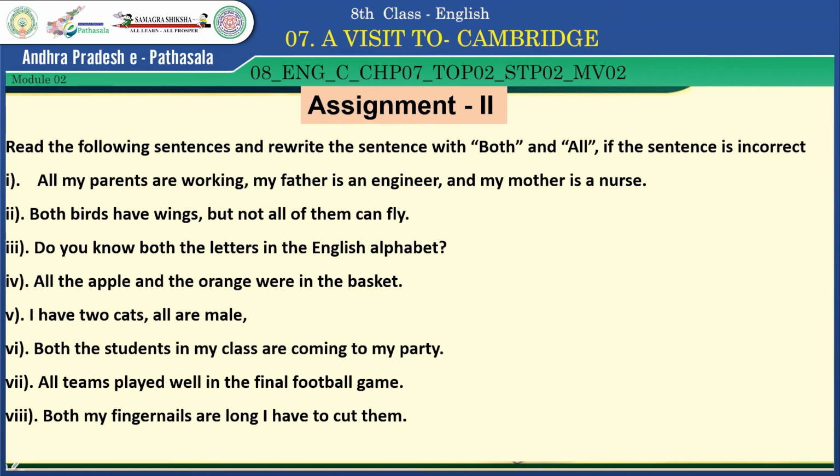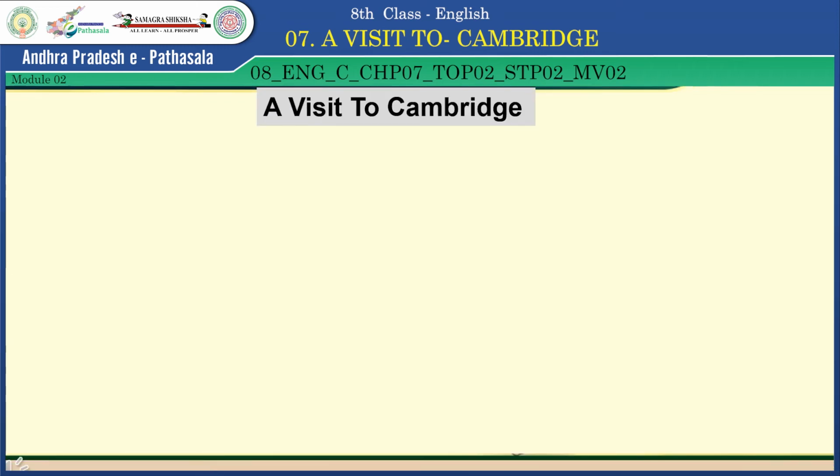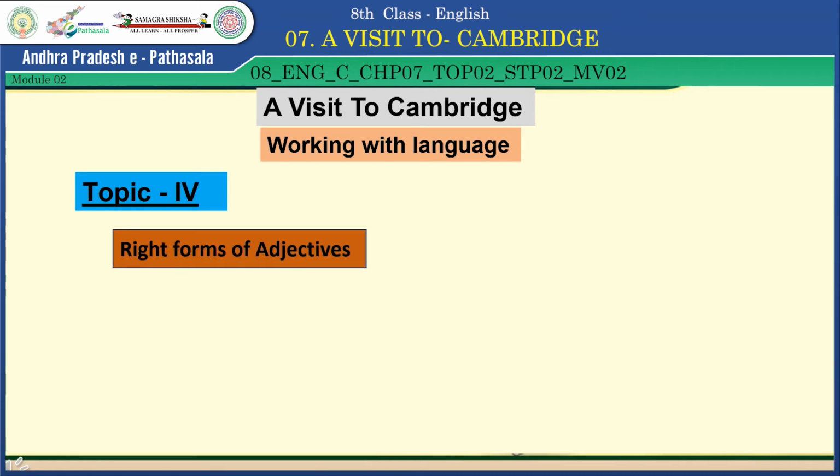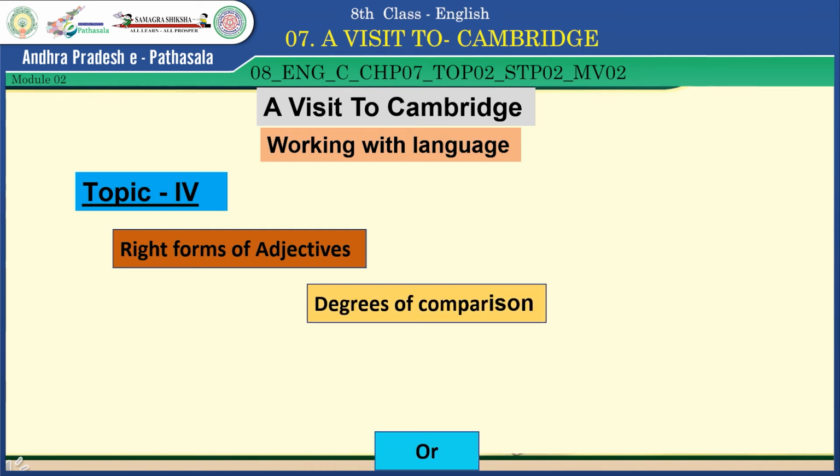Children, shall we go to the next topic, that is topic 4, right forms of adjectives, degrees of comparison or comparison of adjectives. The second part of working with language. Children, now we'll see work with language. That is today's session topic 4, right forms of adjectives, degrees of comparison or comparison of adjectives. Let's see in detail.